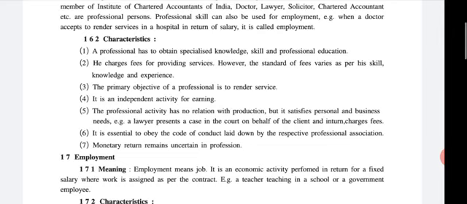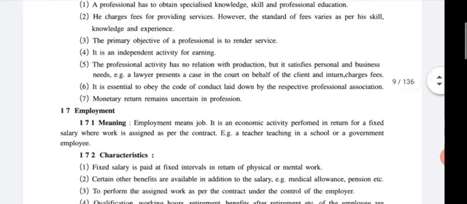There are seven characteristics of profession. I speak only the important words in all characteristics: specialized knowledge, skill, and professional education. Charge fees for providing service. Standard fees varies. Primary objective is to render service. Independent activity. Professional activity has no relation with production. Essential to obey code of conduct, and monetary return.